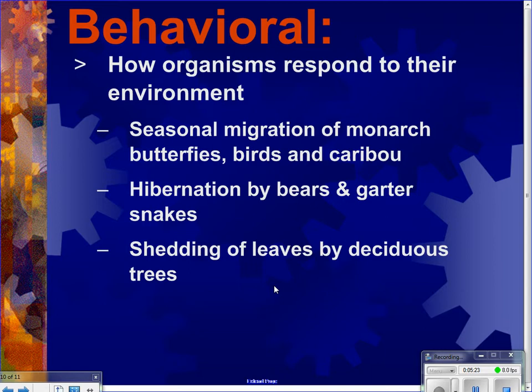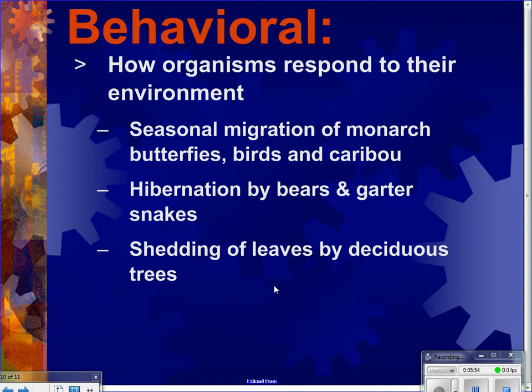Behavioral adaptations, how organisms respond to their environment. So for example, migrations are a behavioral adaptation. The fact that monarch butterflies fly every year from parts of Canada all the way down to parts of Mexico in order to overwinter is a really good behavioral adaptation. It allows them to survive in an environment that's a little bit warmer. Same with birds, same with caribou. It allows them to take advantage of food sources that they normally wouldn't have in the winter, increasing their fitness.